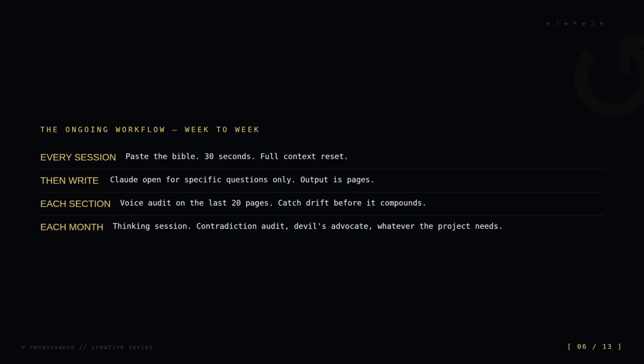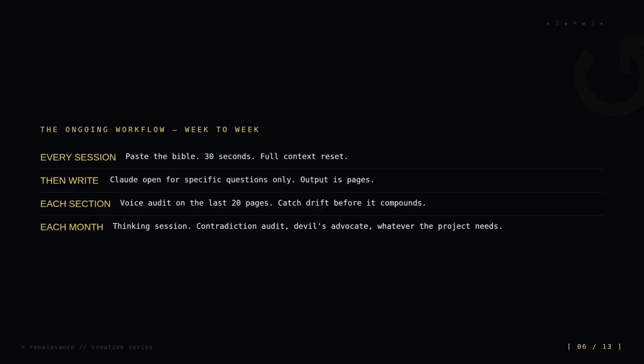How would this character react to this information, given what we know about their wound? Is this scene's pacing consistent with the tonal register we established? But the writing is mine, and the session ends with pages, not analysis. At the end of every significant section, a chapter, an act, a structural unit, I run a voice audit on the most recent 20 pages.